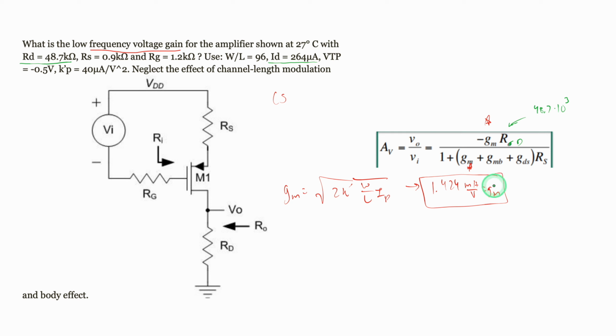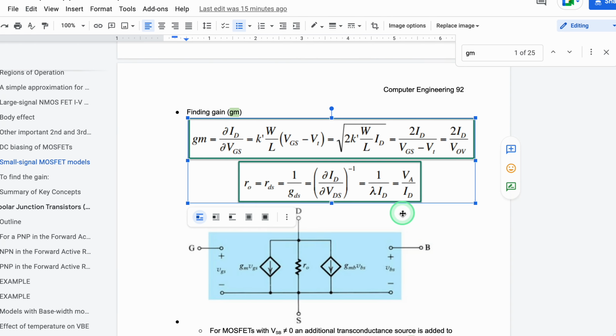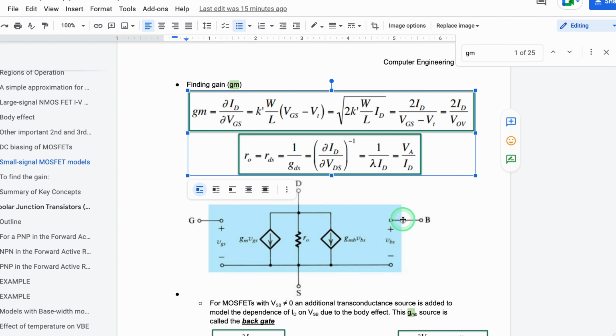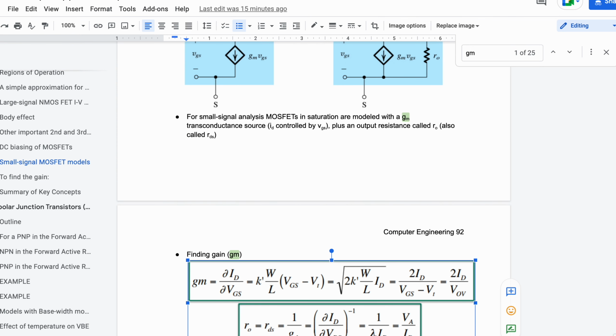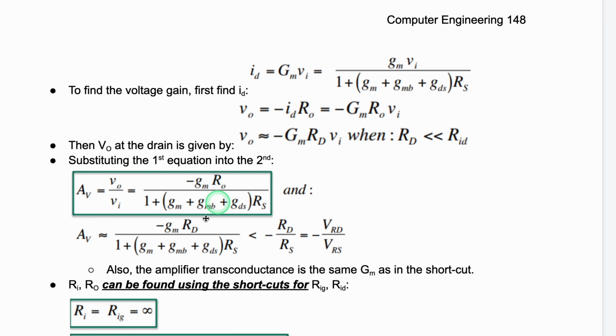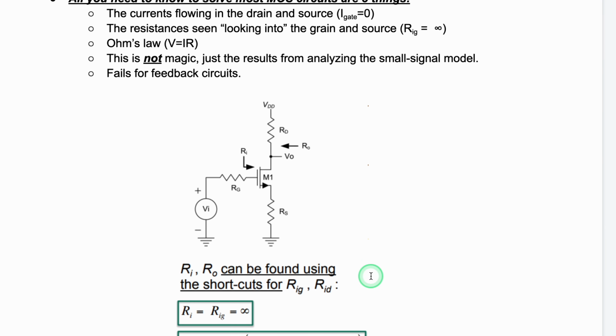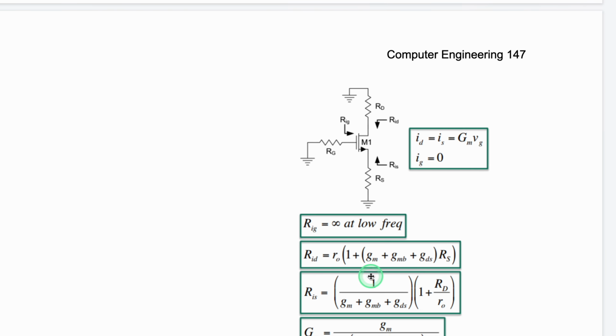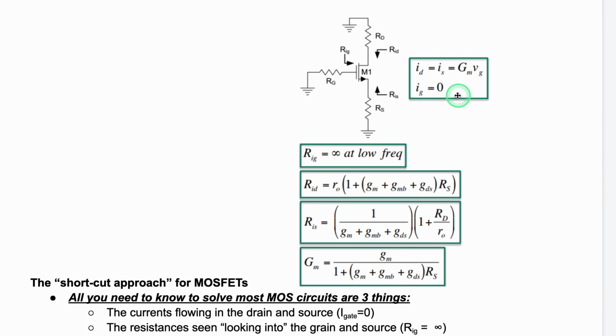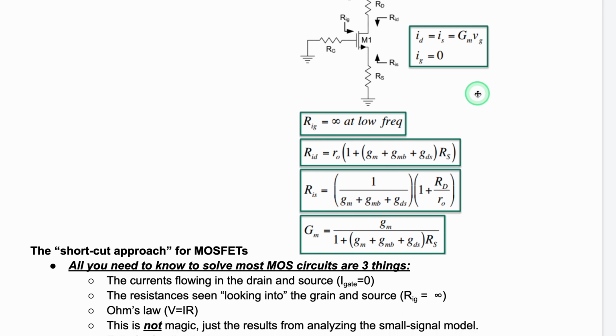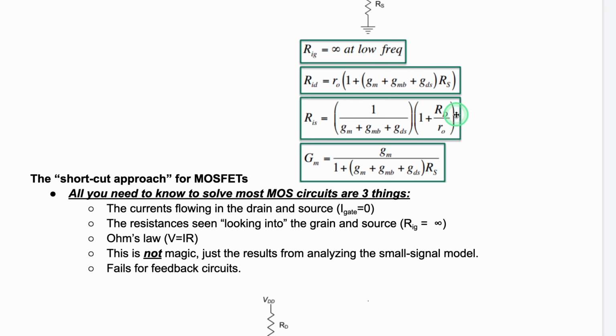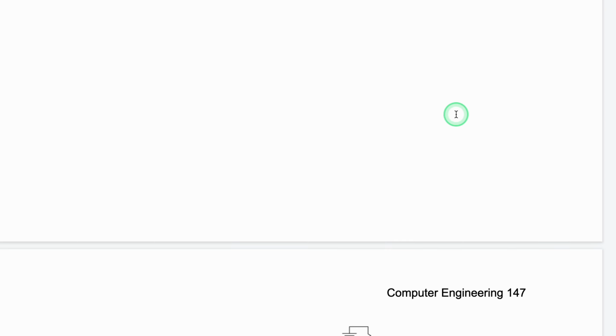Well, how do we find these? For our GMB, what we have is a 0 without body effect. We can solve this, not in these notes, but if we go back here, it says also the amplifier transient is the same GM as in the shortcut. And for our shortcut, if we scroll up here, we are going to see that our ID is equal to IS, which is GM, 0, and VG, and this is all going to be zeroed out. So it talks a little bit about it here.